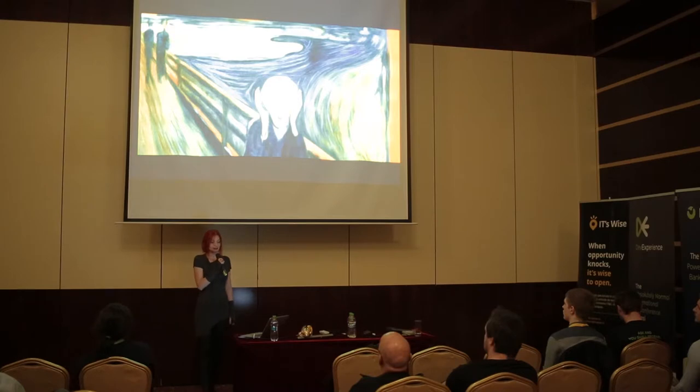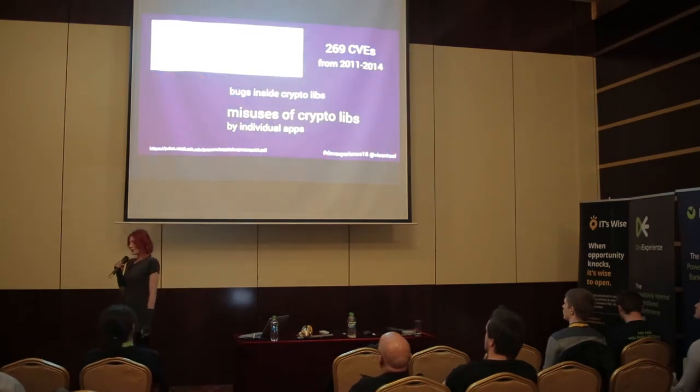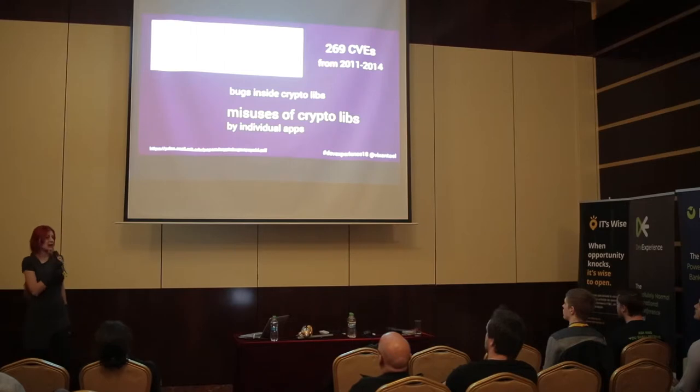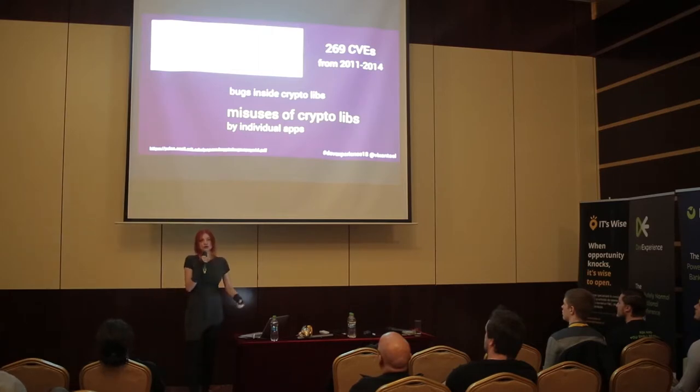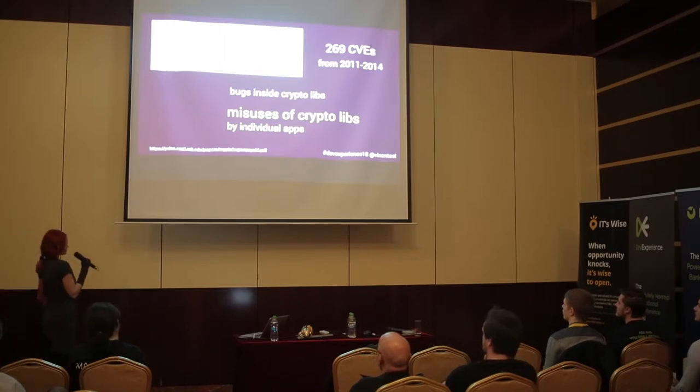Don't you feel a little bit overwhelmed? Let me show you something. This paper was published a year ago, and the guys have analyzed near 300 vulnerabilities and divided them into two groups based on source that cause vulnerability. So the first group is vulnerability caused by bugs inside crypto libraries. And the second group is vulnerabilities caused by misusing crypto libraries.